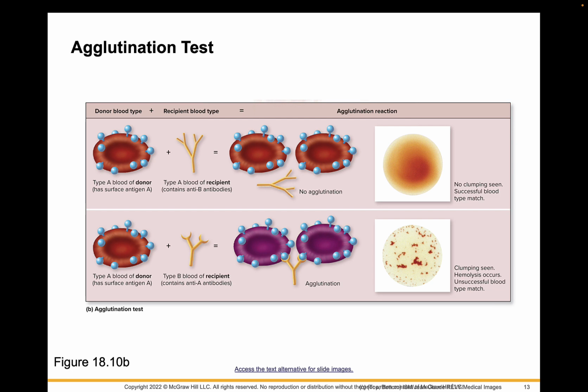Now, what we're looking at here is the agglutination test, and this is how we actually type for blood. And so the thing to remember here is if you add a particular antibody, it is going to agglutinate if it is the antigen present on the red blood cell. So that's one thing to keep in mind here, okay, when we're looking at that.